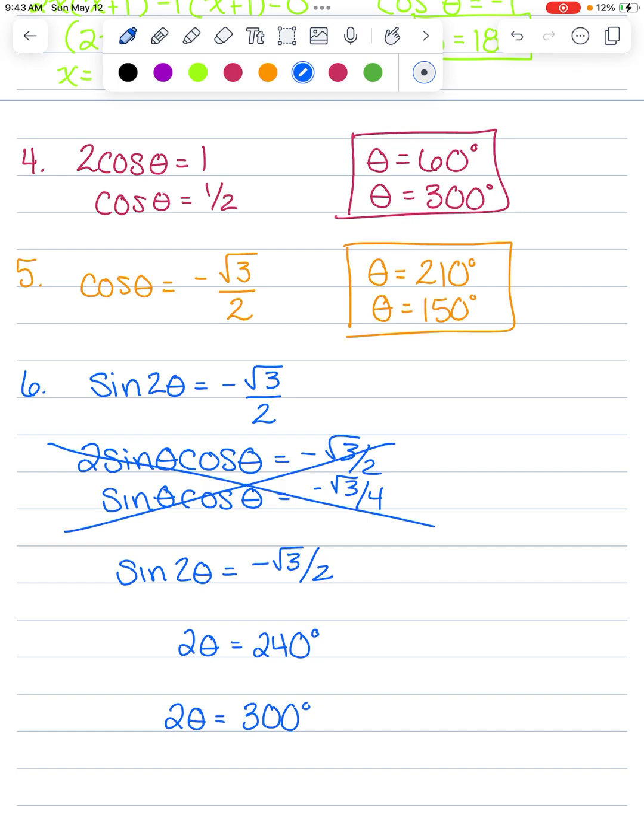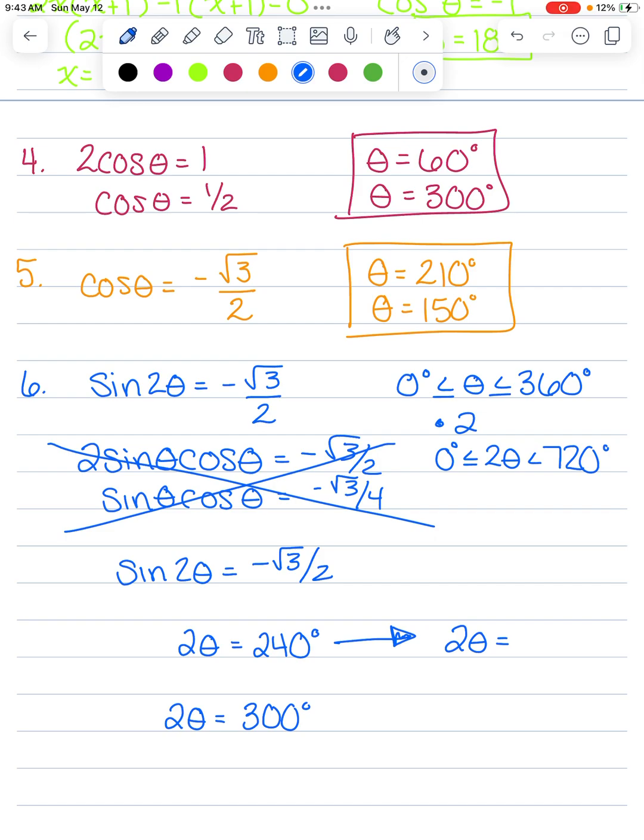Okay, but the thing you have to be careful of with this, when you're working with 2 theta instead of theta, your range for theta has changed. Theta, which was originally between 0 degrees and 360 degrees, inclusive of both. To get to 2 theta, I'm doubling all of that. So now 2 theta is between 0 degrees and 720 degrees.